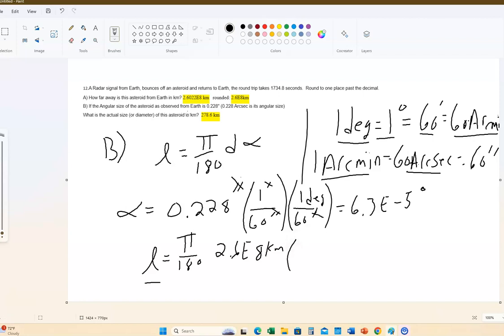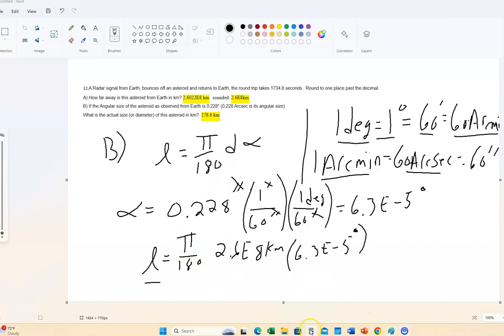And then we multiply this times 6.3 times 10 to the minus fifth degrees. That's got to be in degrees, that's a little degree symbol. All right, so we're almost done. Notice I've already got the answer right here. It should turn out to be 278.6 kilometers. Let's actually see that for ourselves.